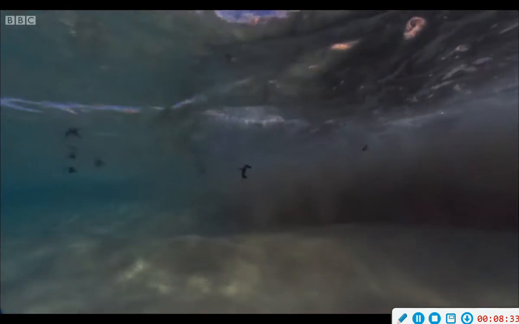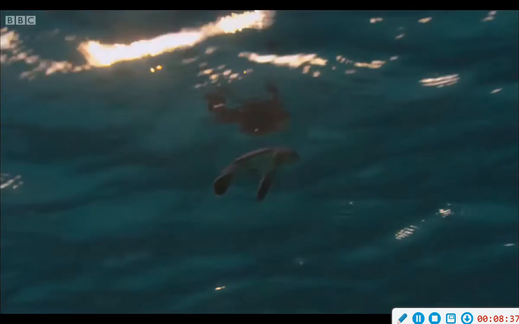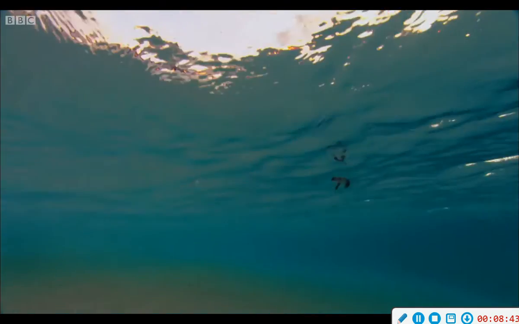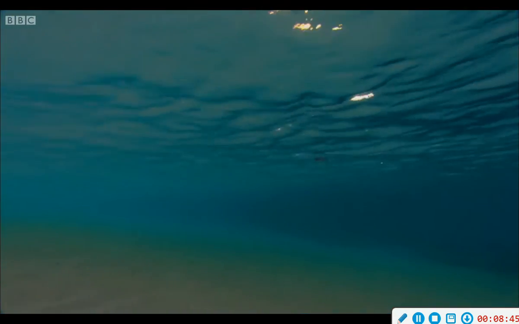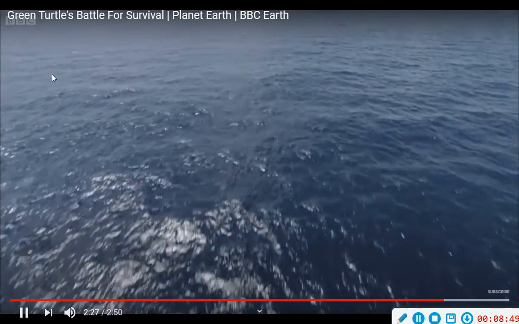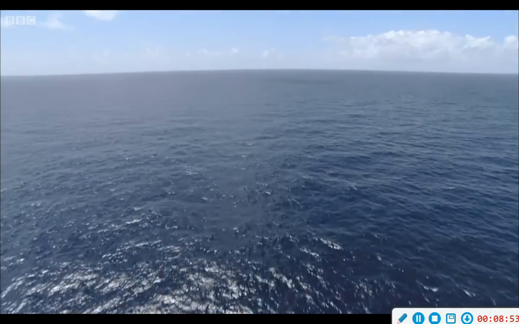During the next 20 years, the vast majority will inevitably die. But those that survive will eventually, as their mothers did before them, return to the very same beach where they were hatched. How they find their way back across thousands of miles of open ocean, we still have no idea.